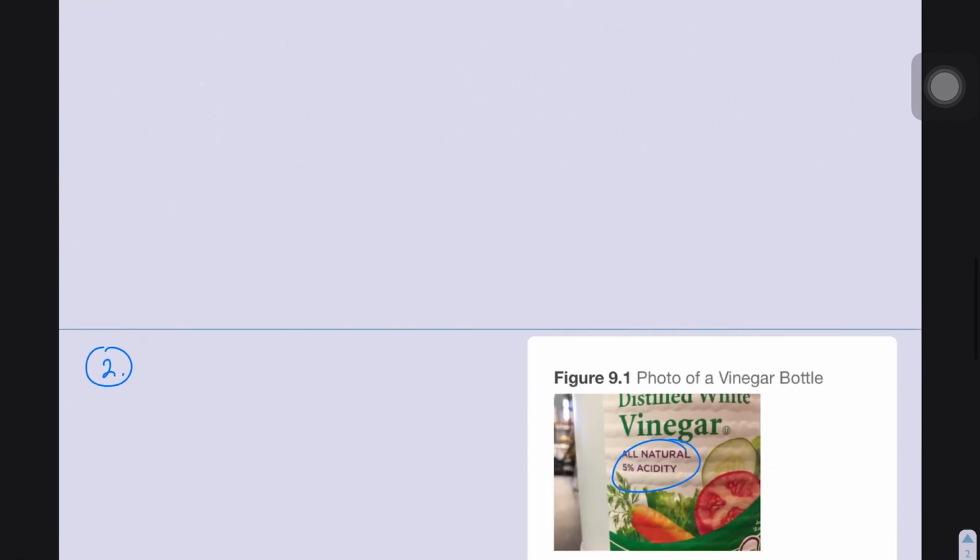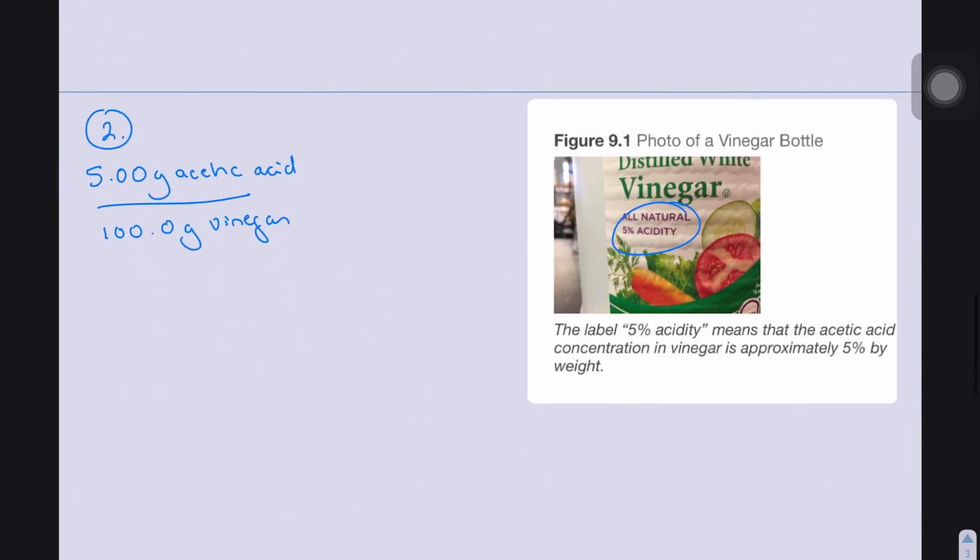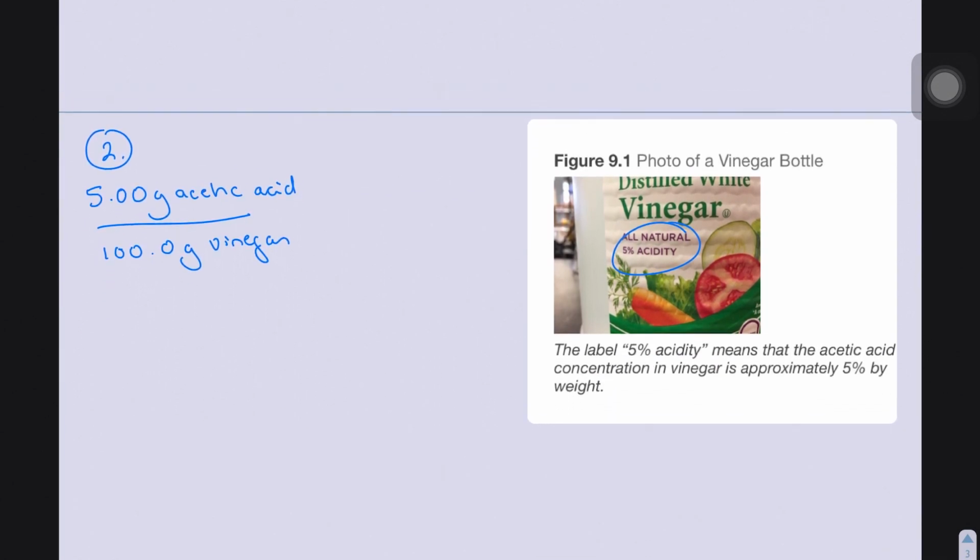So let's set this up. 5.00 grams of acetic acid in 100.0 grams vinegar. That's our initial ratio. And what we want to do is get into concentration. And remember, concentration measured in molarity equals moles over liters. So right now we're in grams per gram. We have to get to moles per liter. So the first thing you're going to need to do is convert to moles.